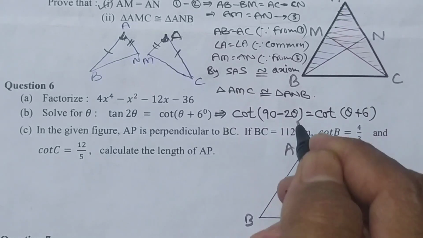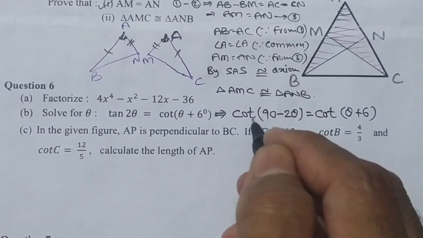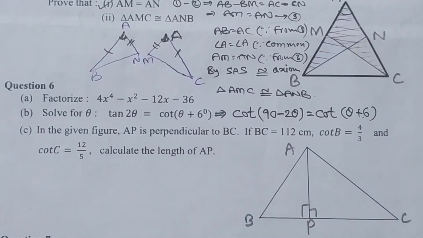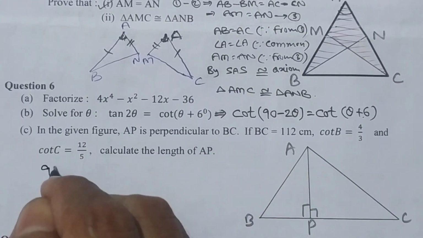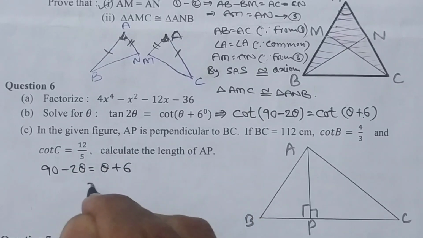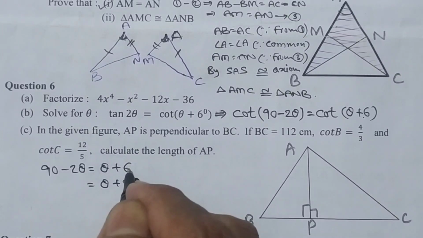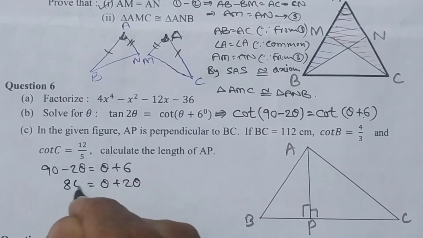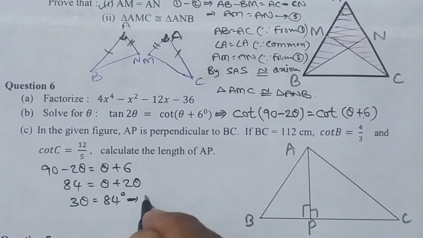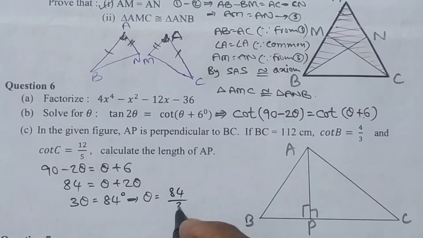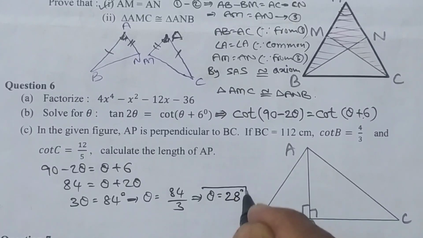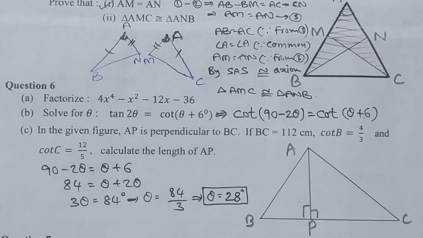Clear? Now here we can remove the trigonometric ratios and we can take these values. 90 minus 2 theta equal theta plus 6. So here I am continuing. 90 minus 2 theta is theta plus 6. Bring this minus 2 theta this side. That will be plus 2 theta. Send the 6 this side. 90 minus 6 is 84. So 3 theta is 84, means 84 degrees. Then theta will be 84 divided by 3. Then theta will be 28 degrees. So this is the answer for the B bit.